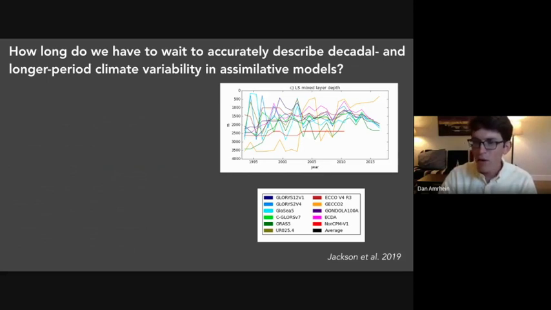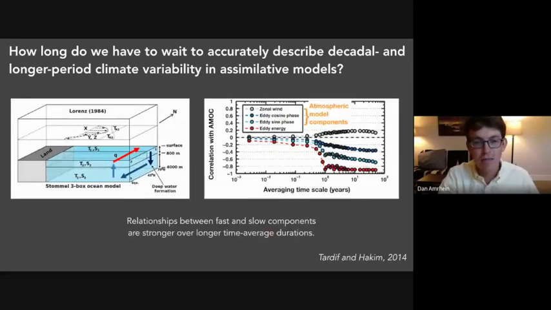Do we have to wait for 50 years of Argo in order to look at 50-year variability in the ocean and the coupled climate system? My hope is not, but I think it's an interesting question. And there's some insights into this that have been provided by idealized data assimilation studies. I'm showing here a couple of results from this paper by Tardif and Hakim, where they coupled a Lorenz model to a Stommel box ocean model, and then reported correlation of what they called the AMOC in this very simple model to a series of simplified atmospheric properties that were resulting from this chaotic atmospheric model.